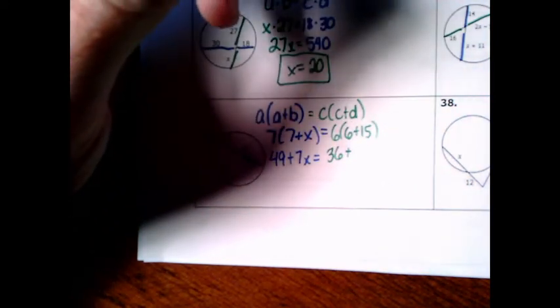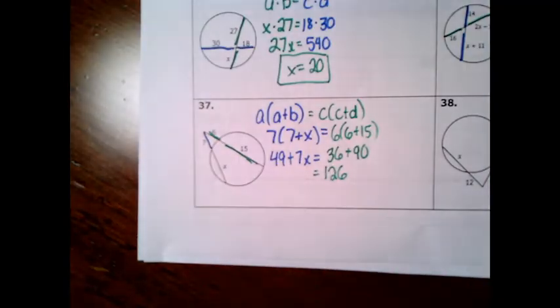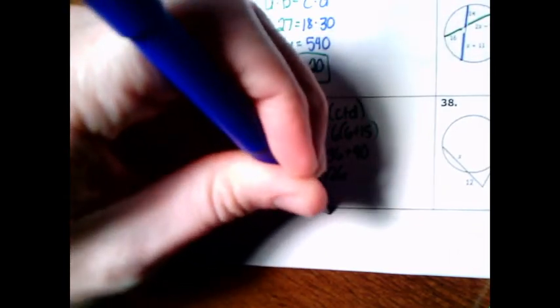6 times 15 is 90. Okay. When you add these, you get 126. And then you get 49 plus 7x. So I'm going to subtract 49 from both sides, and that gives me 7x equals 77, and x equals 11.